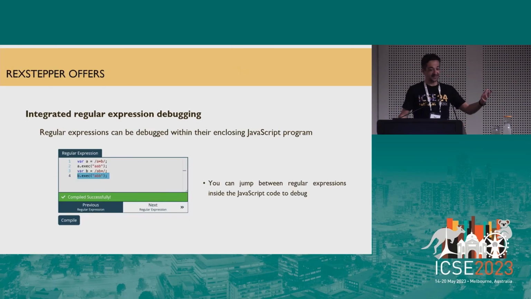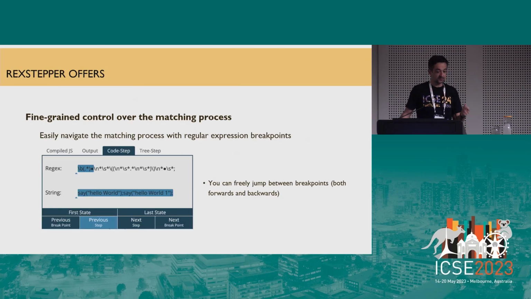So that's what RegStepper offers. It's an integrated regular expression debugger. The idea is that you don't need to copy-paste your regular expressions. You debug the regular expression in your code base. Then it also gives you this fine-grained control over the matching process. So you can put breakpoints. It's just like regular classic software debugging. You can just set a breakpoint. You can then step through your code and whatnot.